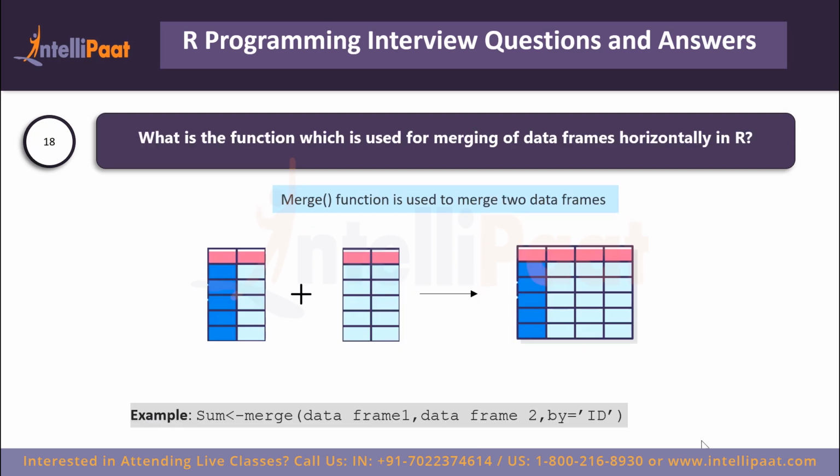What is the function which is used for merging of data frames horizontally in R? There is the merge function that is used to merge two data frames. So here is an example. You can see the sum, which is an instance variable, or you can say the object, which will store the output of the merge function, where the arguments are data frame 1, data frame 2, and the argument for merging, so by equal to id. So it will merge the data frames by their id. It is a unique variable that is present in both the data frames. So this is how we merge the two data frames horizontally in R.